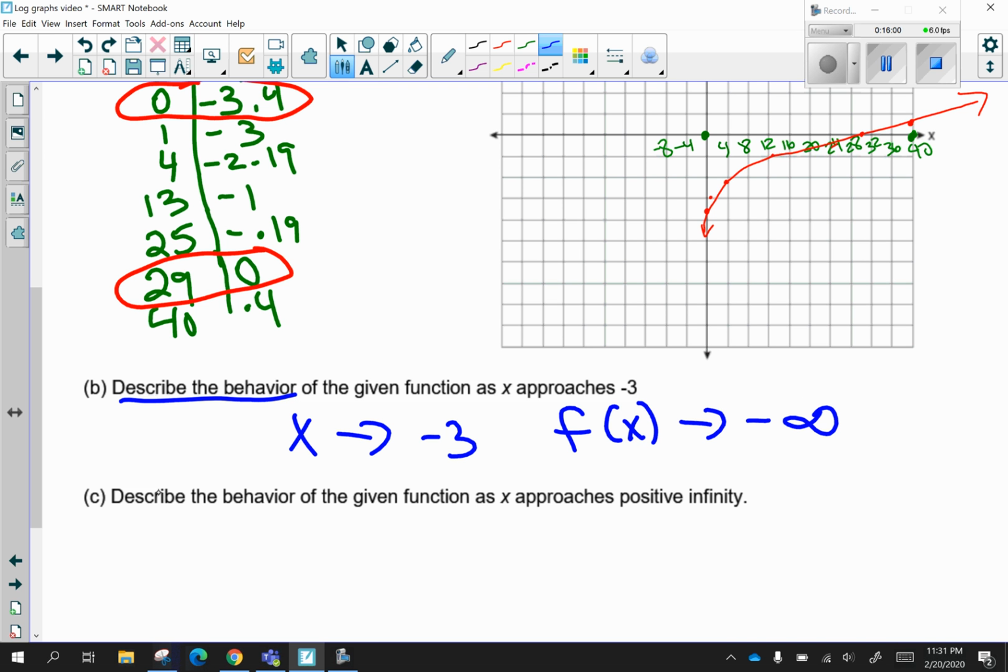And it says now to describe the behavior of the graph as x approaches +infinity. Well, as x goes to the right, as x goes to +infinity, we notice that f of x grows ever so slowly also to +infinity.